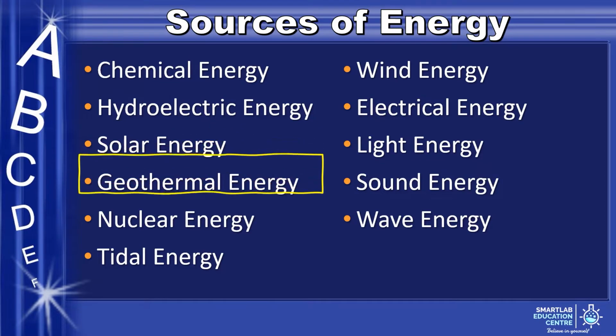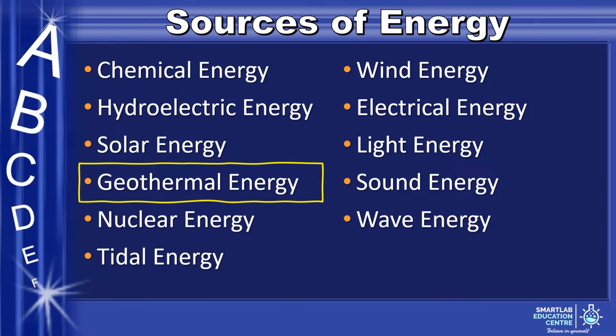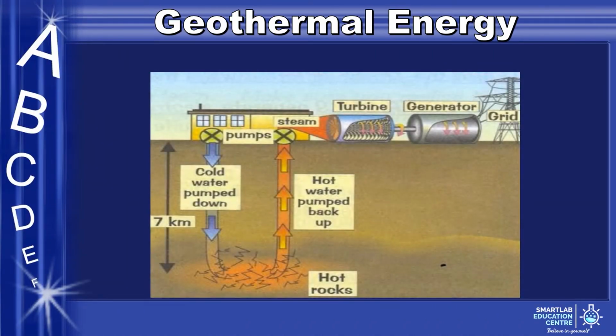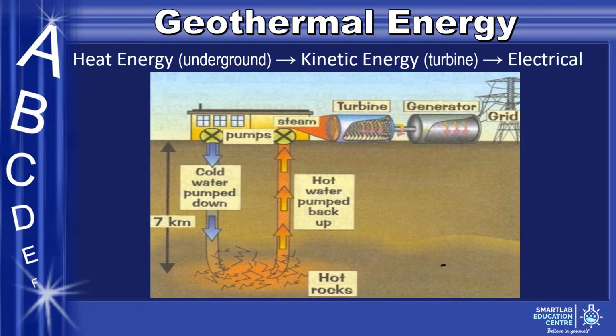Next, geothermal energy. This diagram of a geothermal power station shows how heat energy underground is converted to kinetic energy at the turbine, and finally converted to electrical energy at the generator. Cold water is pumped down to several kilometers deep underground, where it is heated up by the hot rocks. The heated water is pumped back to the surface, and some of the hot water is transformed into steam. The steam drives a turbine connected to an electrical generator.